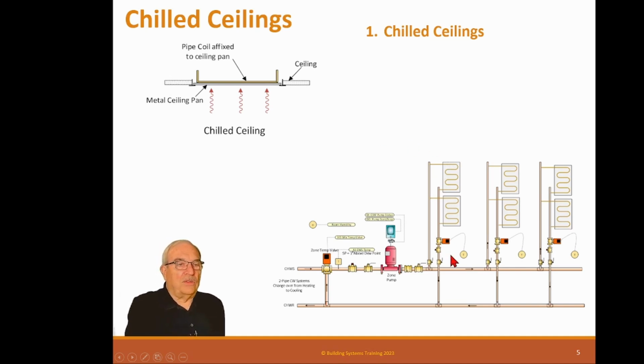So the way these work, of course, is that we have chilled water coming from the chilled water plant, and it comes into a mixing valve. And this mixing valve says we have a pump that's circulating the water. And what we're doing is we're maintaining this water 1 degree above dew point.